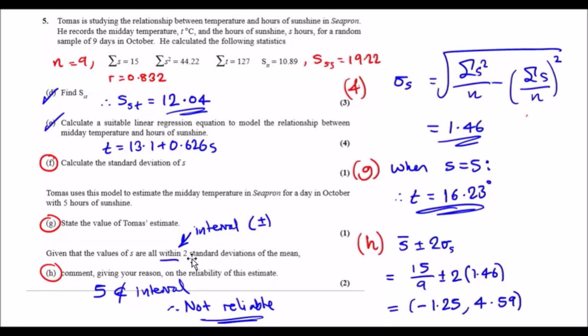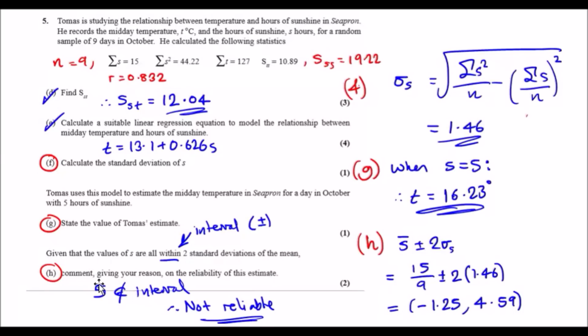When it says within 2 standard deviations, this means plus minus 2 standard deviations, literally, of the mean. So it'd be S bar plus minus that. Now, all you have to do is simply put down the mean of S, which we know, which is the sum of S over N, plus minus 2 times the standard deviation. Plug this in and then do your interval. So firstly, do the negative value to get minus 1.25 and then do the positive to get 4.59. This is literally just telling you all values of hours of sunshine that it could be between. Of course, you can't have a negative, so it'll be between 0 and 4.59.